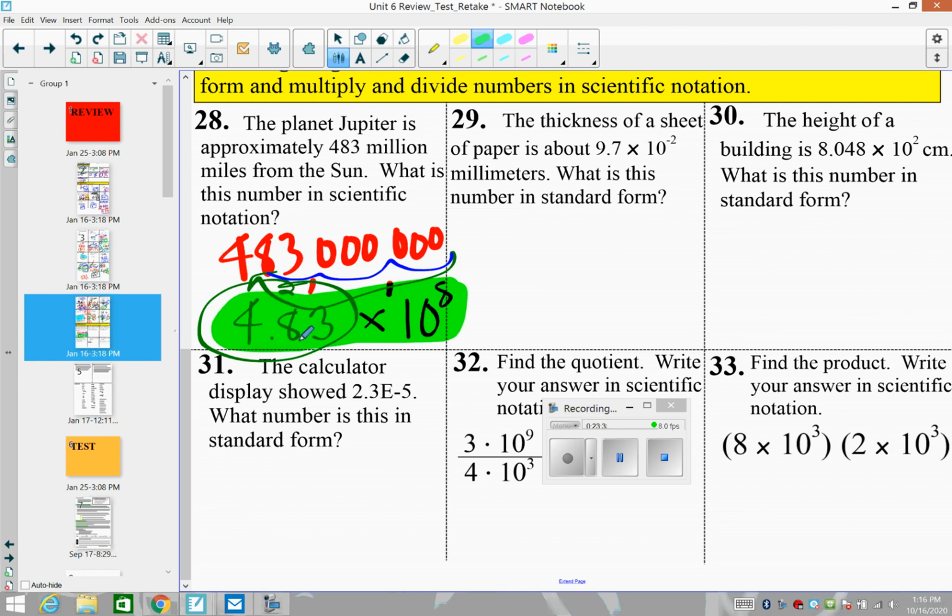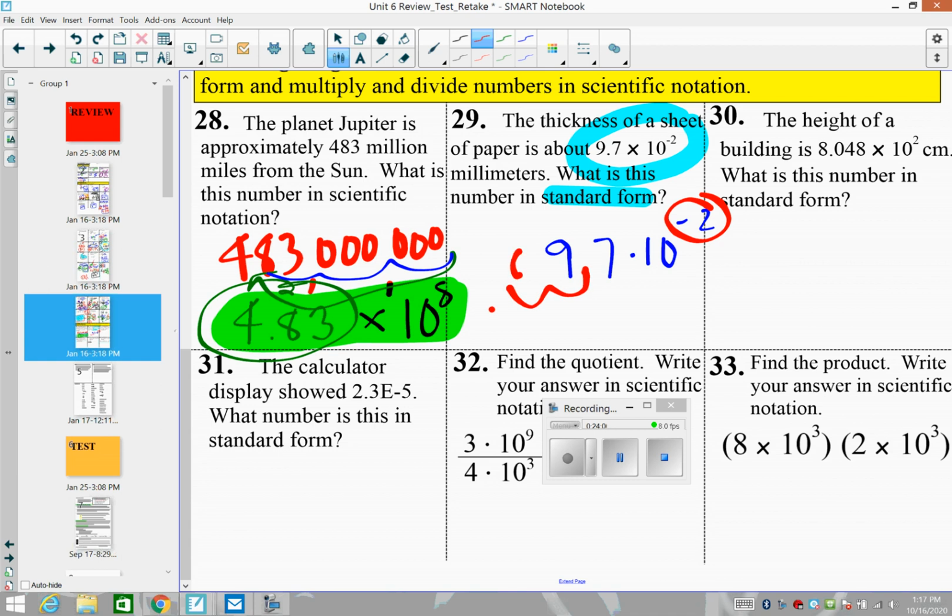Next problem, standard form, is to simplify to the answer. Here's our problem. The thickness of a sheet of paper is about 9.7 times 10 to the negative 2 millimeters. Super, super thin. What is this number in standard form? So we have 9.7 times 10 to the negative 2. We're just going to move 2 places to the left. So we're going to take this decimal 2 places to the left. It becomes 0.097. Answer is, in standard form, 0.097.